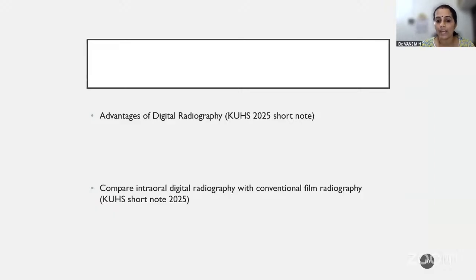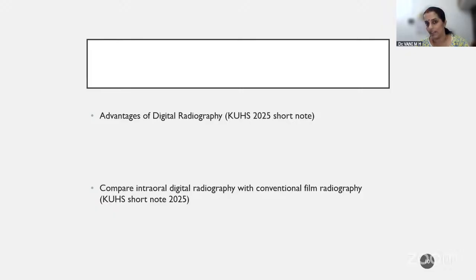Then comparing intraoral digital radiography with conventional film radiography. So that also has come up with a short note. A beautiful tabular format is given in White and Farrow in that chapter of digital imaging. So there, a beautiful comparison of conventional films with intraoral digital radiography is given.